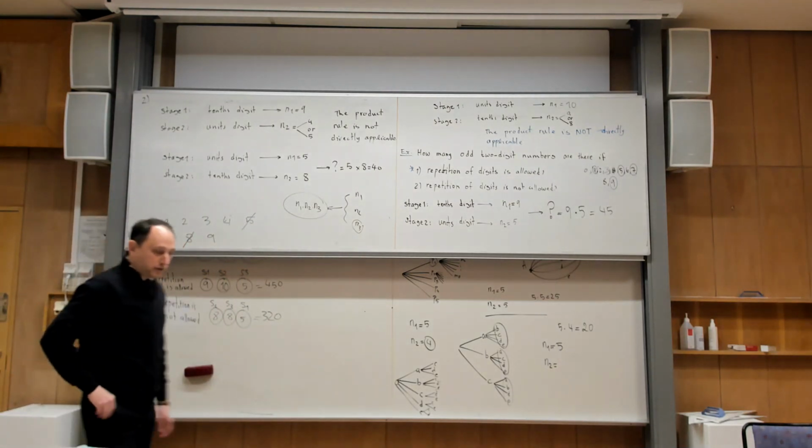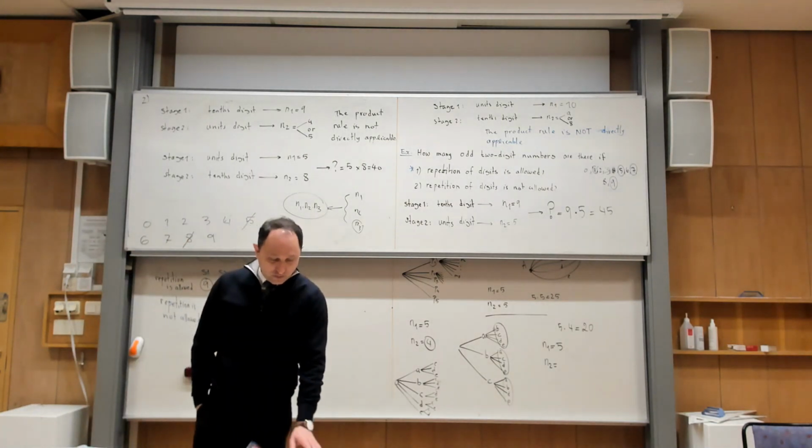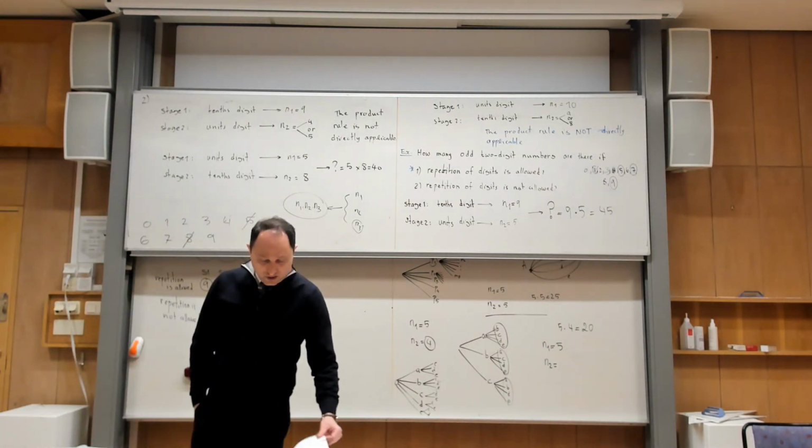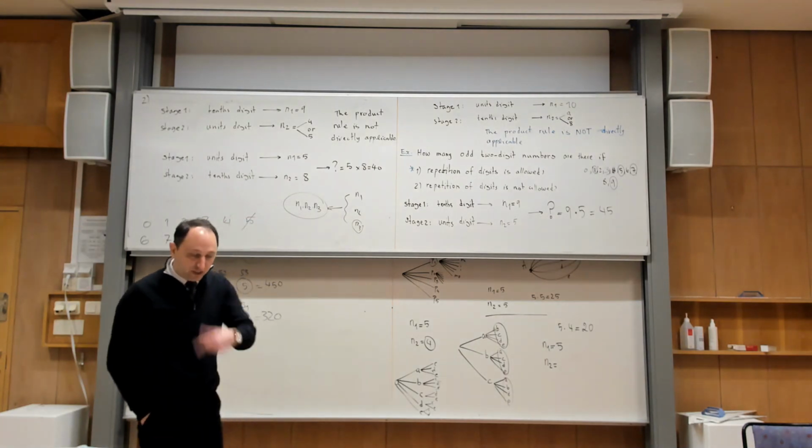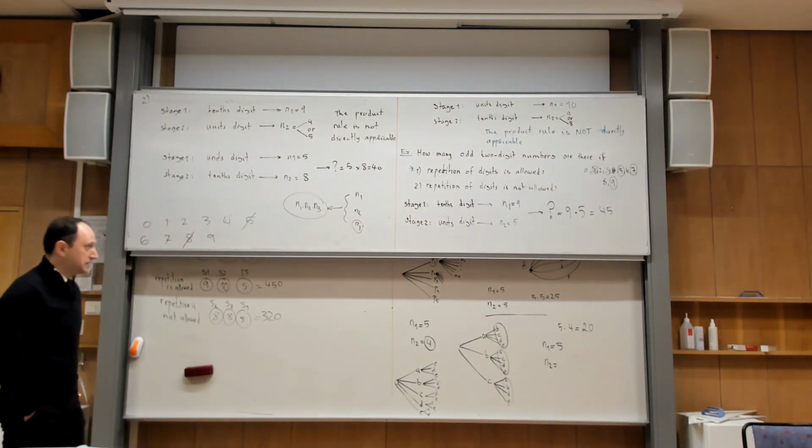So I recommend you to start reading the first 4 or 5 pages, which are about probability. But I will give you examples of probability later.